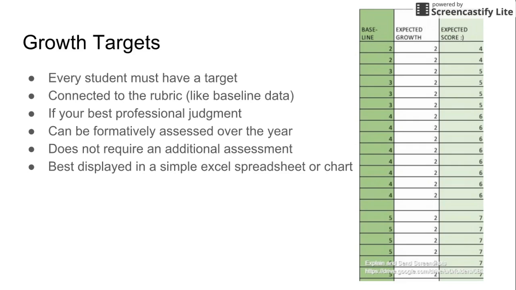So that's a quick overview of how growth targets work. Like I said, there's not one way to do it. You just want to make sure, I guess, the most important part is that every student has a target and that there is a connection across your baseline data, your rubric, and your expected score, that they're all connected, and the numerical system that you're basing those around makes sense across all three of those different components.